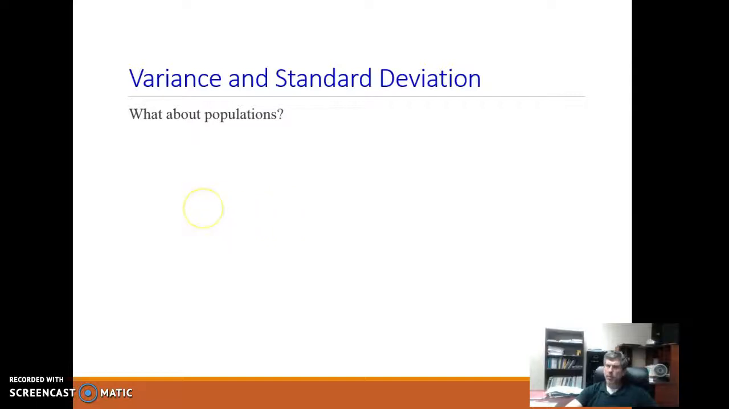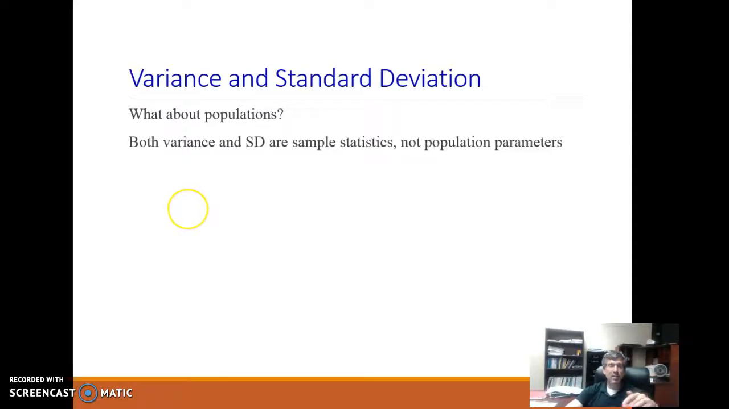So remember, with the mean, we said, okay, we calculate the sample mean, but what we really care about is the population mean. It's the same for the variance and the standard deviation. Both of the formulas you've seen, the s squared and the s, those are sample statistics. Those represent data we get from samples. They aren't the characteristics of parameters.